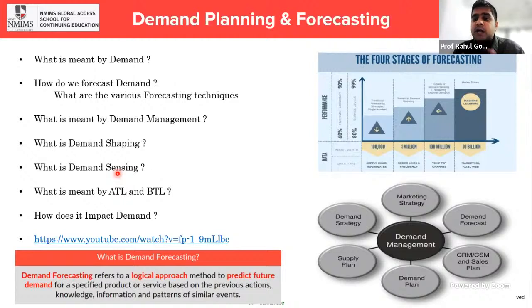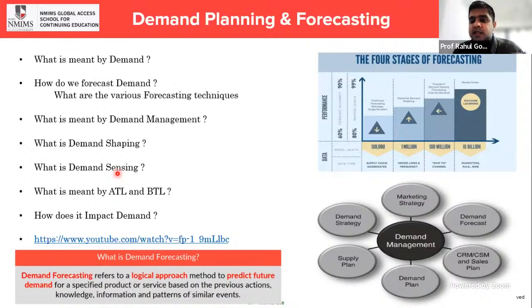So when you start promoting a certain channel, you are shaping the demand for that channel, right? You want people to buy more from e-commerce. Maybe it is cheaper for you to provide products to e-commerce, and hence that is the reason why you are able to give a lot of discounts, right? So demand shaping is making use of pricing, positioning, promotion to influence the buying behavior of a consumer, right?